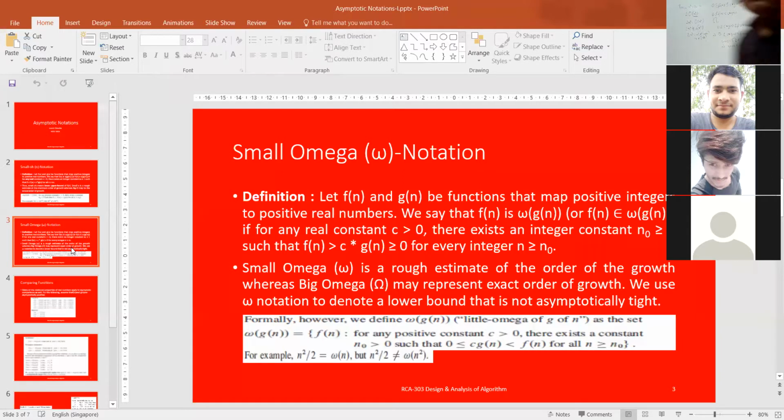So small o notation provides a loose upper bound, and this notation provides a loose lower bound. This PPT I will share in the Google Classroom. You can download it from there. So I hope small o and small omega notation is clear. Always remember, a small o notation will give a value which is higher than big O, and a small omega notation will give a value which is lower than big omega.